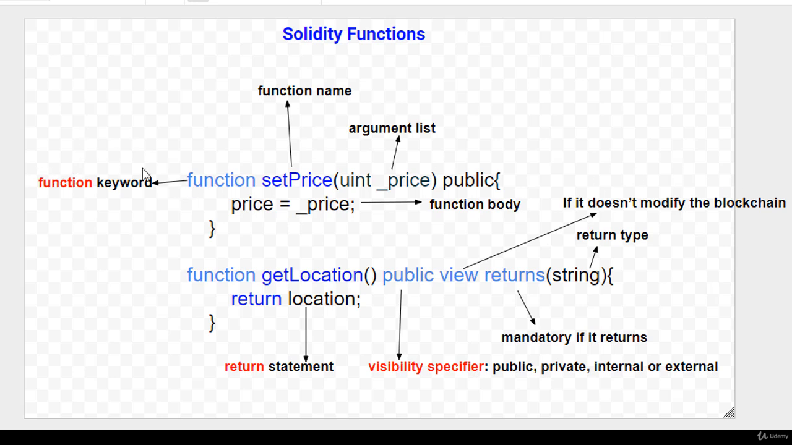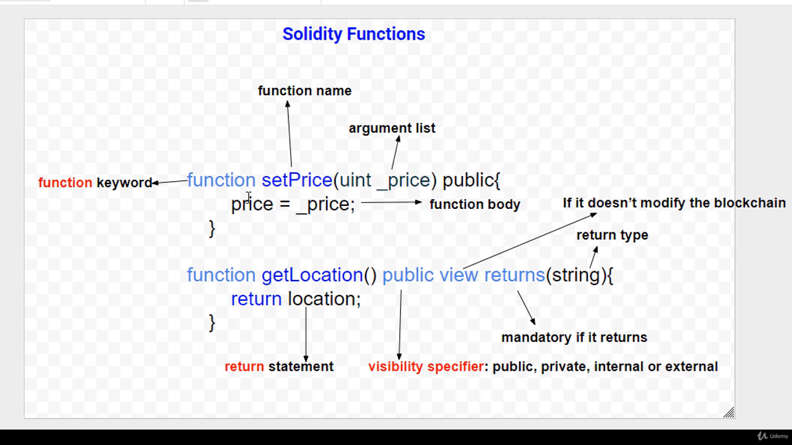First, we have the keyword function. Then comes the function name and the argument list. If we have more arguments, we use a comma between them. After that comes the visibility specifier. A function can be public, which is the default, private, internal or external.